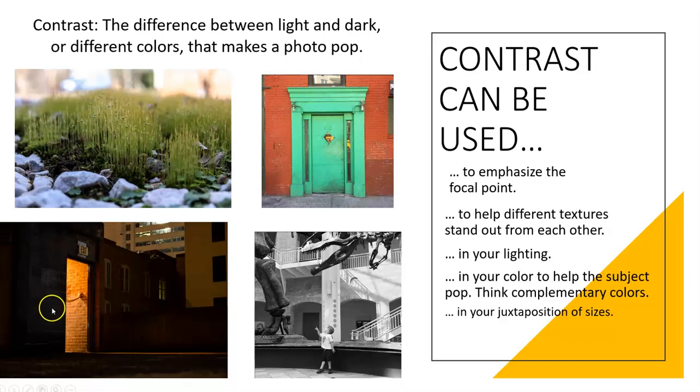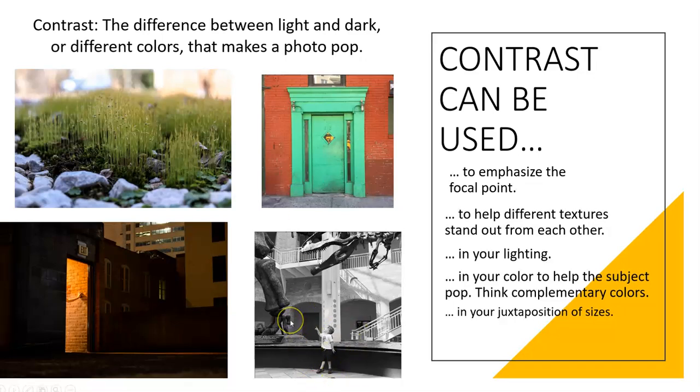Down here at the bottom, we have the light that's coming through the doorway, but you can tell that it's either early in the morning or kind of getting late at night. And so we have that contrast between light and dark. And then black and white photos are a great way to create contrast because you automatically get the dark and the light together. Contrast can also be used just with color. So this red and green that we see with the door here are contrasting colors, which makes the door really pop. So contrast can be used to emphasize a focal point.